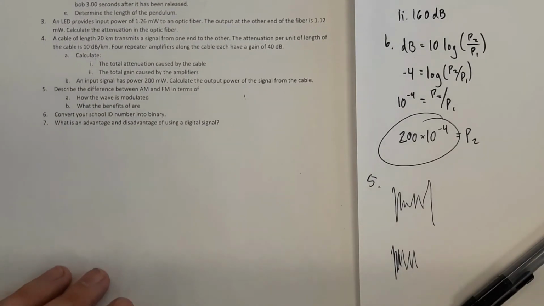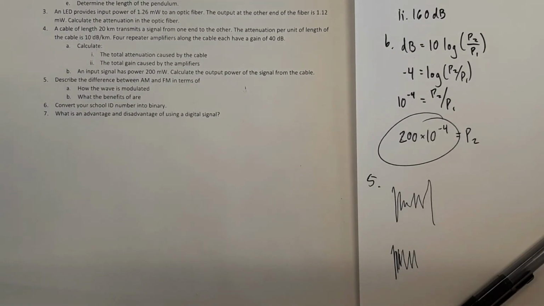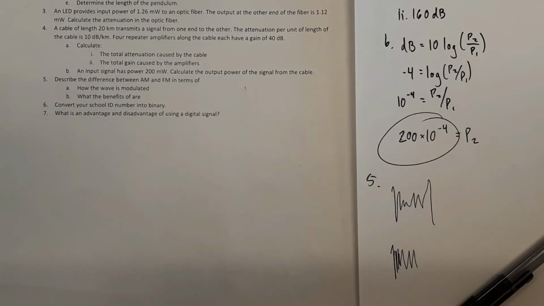What are the benefits of each of them? So benefits, AM, it's cheaper. It also covers a smaller bandwidth. FM, you actually get a lot more frequencies, which means that you can cover a wider range, which means that you're going to have better audio fidelity. Also, it's more popular. AM is for super old people. So AM, cheap, lower bandwidth. FM, better sound.